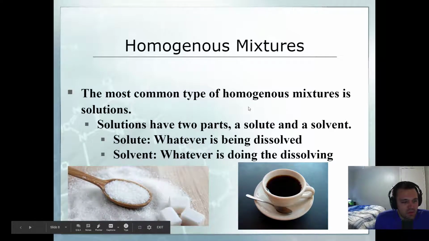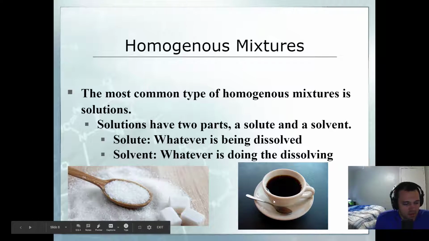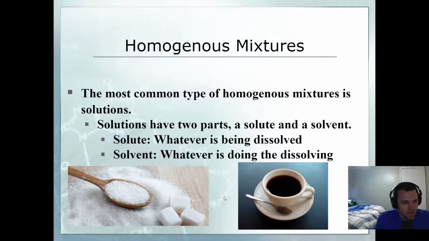Okay, the most common type of homogeneous mixture is what's called a solution. So solutions have 2 parts to them, a solute and a solvent. So if we took that coffee from earlier and we poured some sugar in it, the sugar would dissolve and end up spread out evenly through the coffee, through the drink, until you separated it out again by boiling off the coffee or whatever.